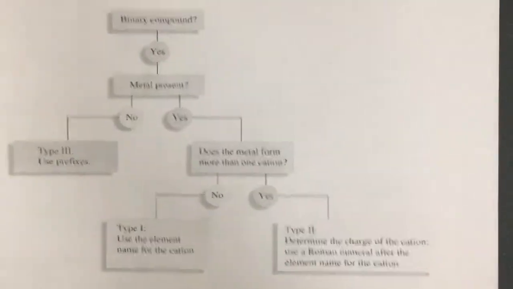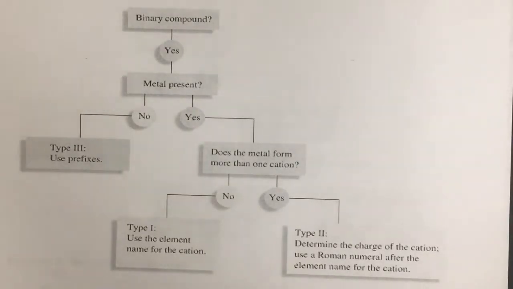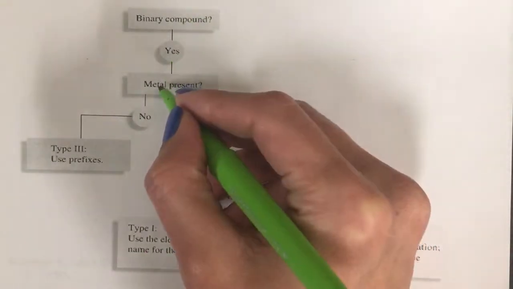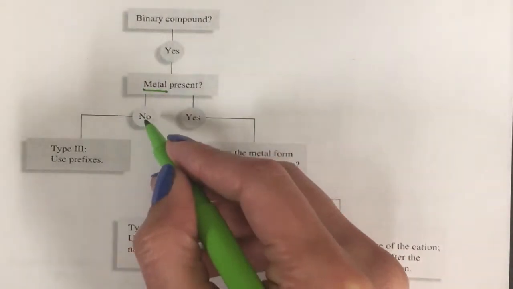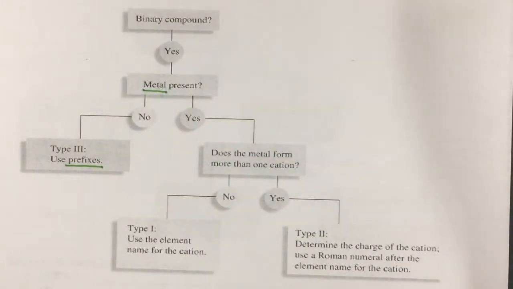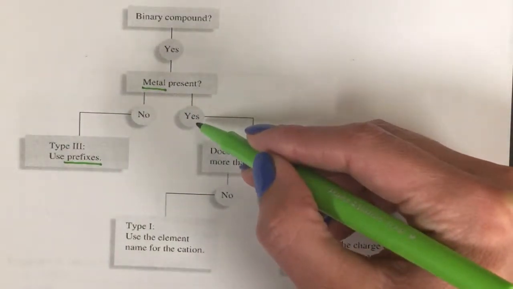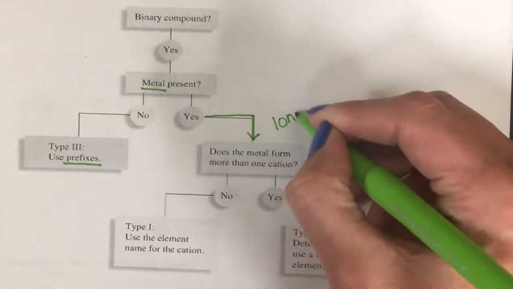Molecular compounds are much easier to name and write the formula for than ionic compounds. Where it gets tricky is that people forget to check the periodic table to figure out what type it is. So it's really important that you're looking to see what you have. Do you have a metal? If there is not a metal, then we use prefixes. Okay? If there is a metal, then we come over here. I have an ionic compound.